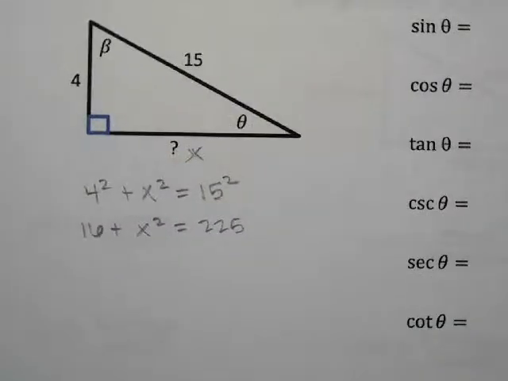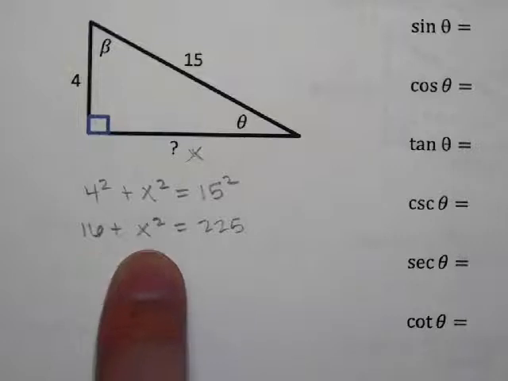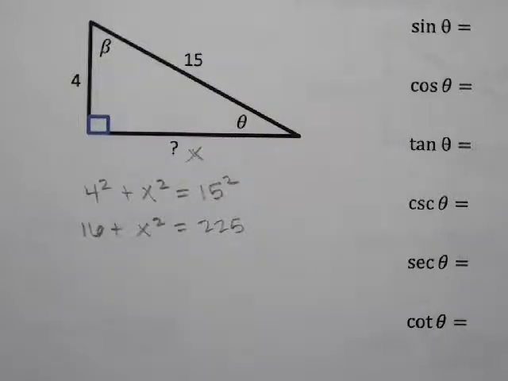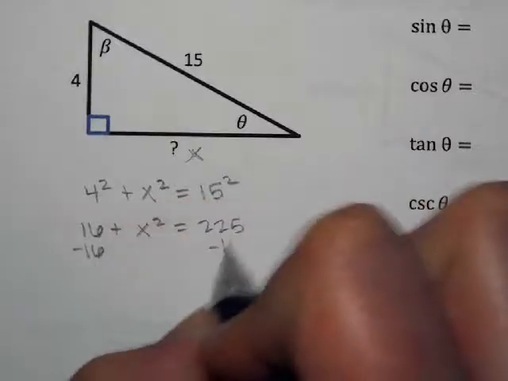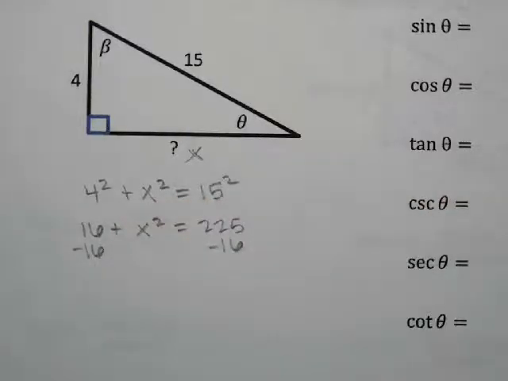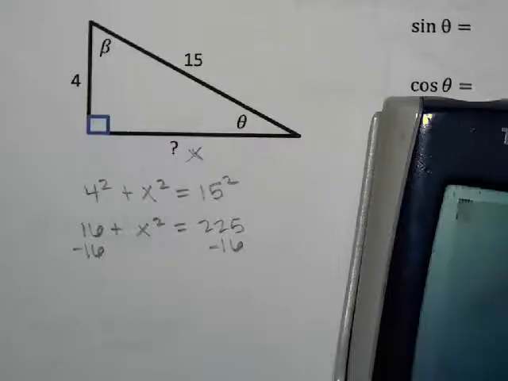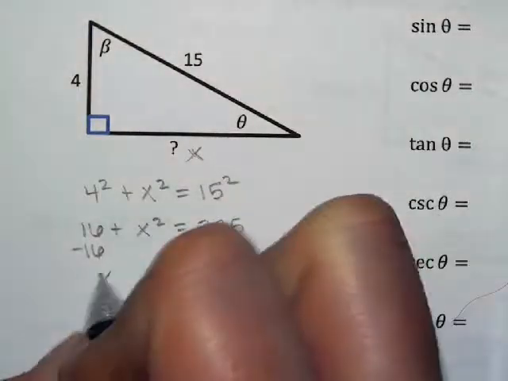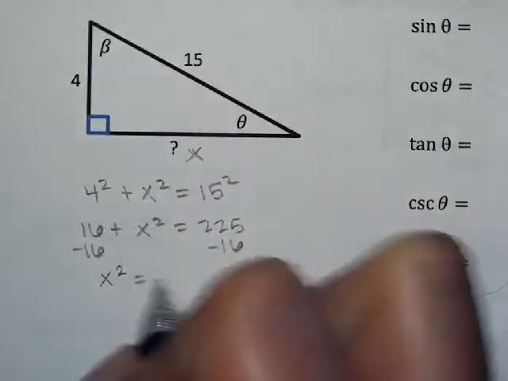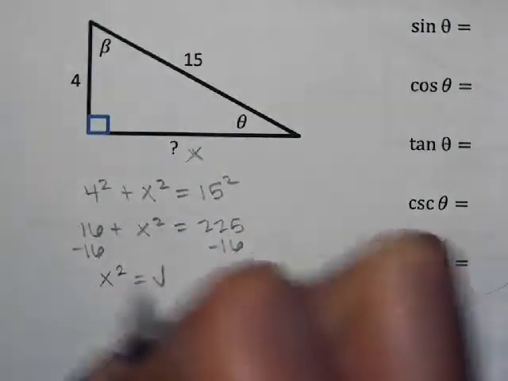And then, before I just write the answer, what is 15 squared? 225. Okay. And then, what do I do to isolate the x squared? 225 minus 16, 209. All right, 209. So x squared equals 209.